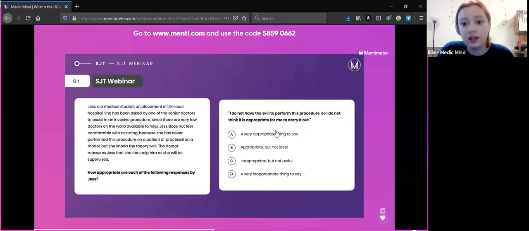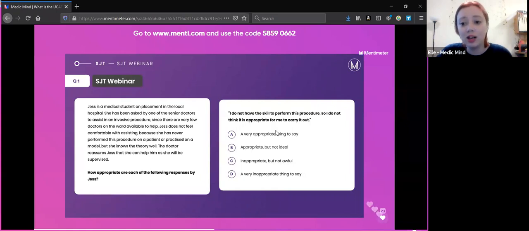So this particular question says, I do not have the skill to perform this procedure, so I do not think it's appropriate for me to carry it out. Based on that statement, you need to say, is that a very appropriate thing to say? Is it appropriate but not ideal? Is it inappropriate but not awful? Or is it very inappropriate?